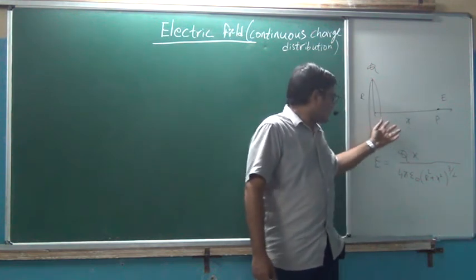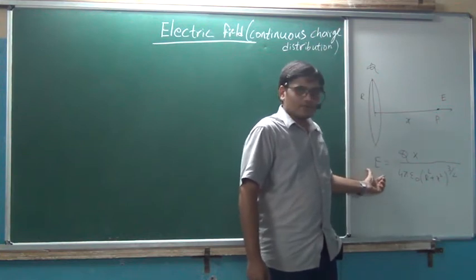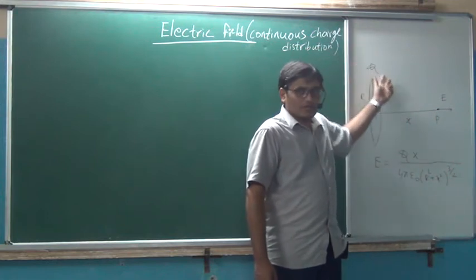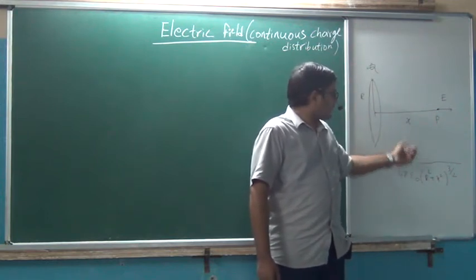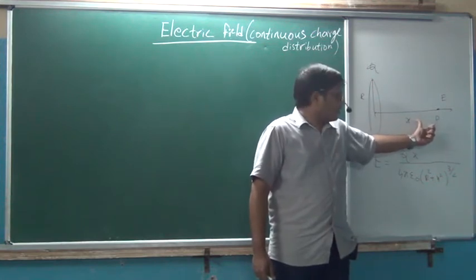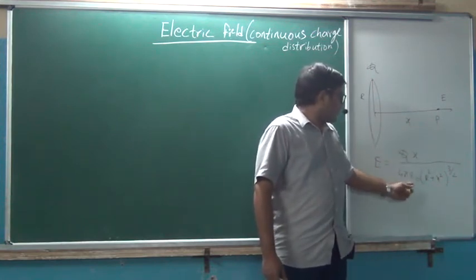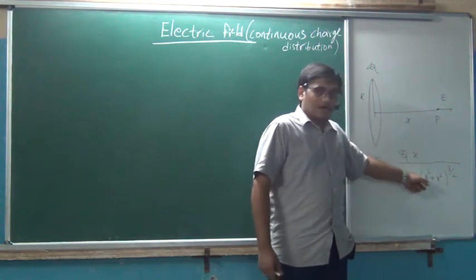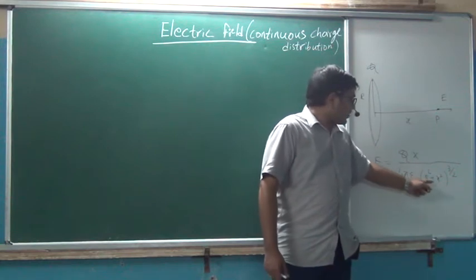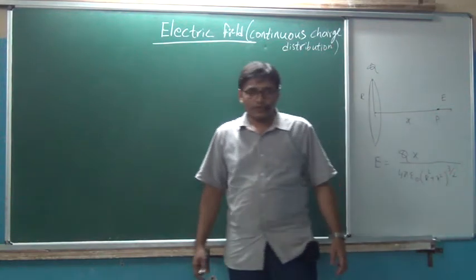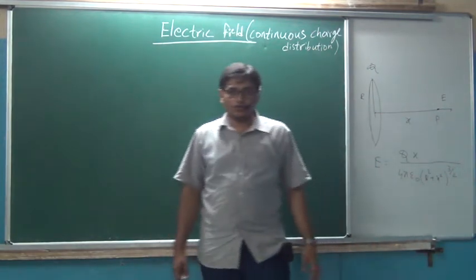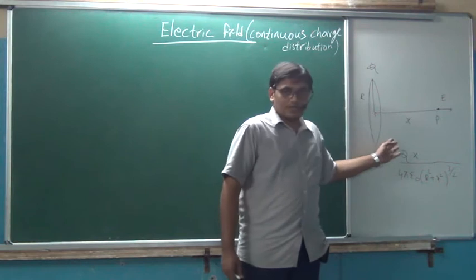This we discussed already, and its expression is given as E equals Qx upon 4 pi epsilon naught times (R squared plus x squared) to the power of 3 by 2. Q is the total charge, x is the distance from the center to point P under consideration, and capital R is the radius of the ring. This is the relation we got in the last session.